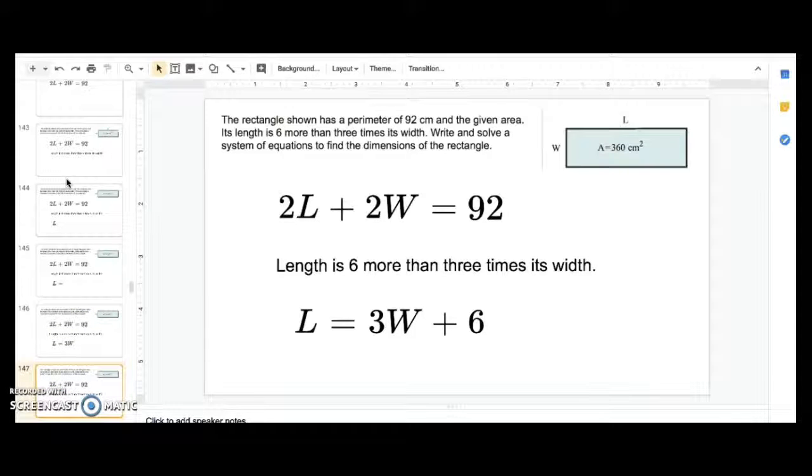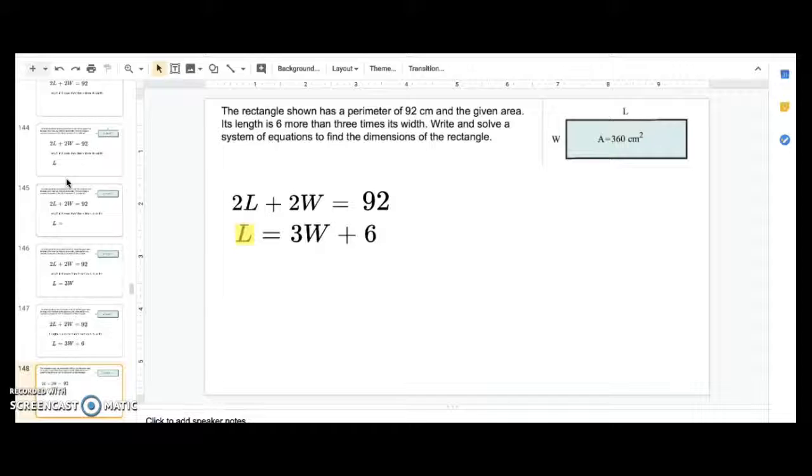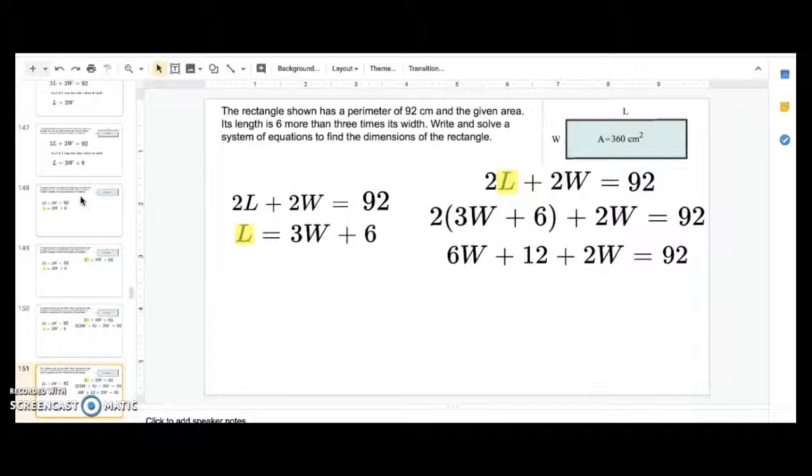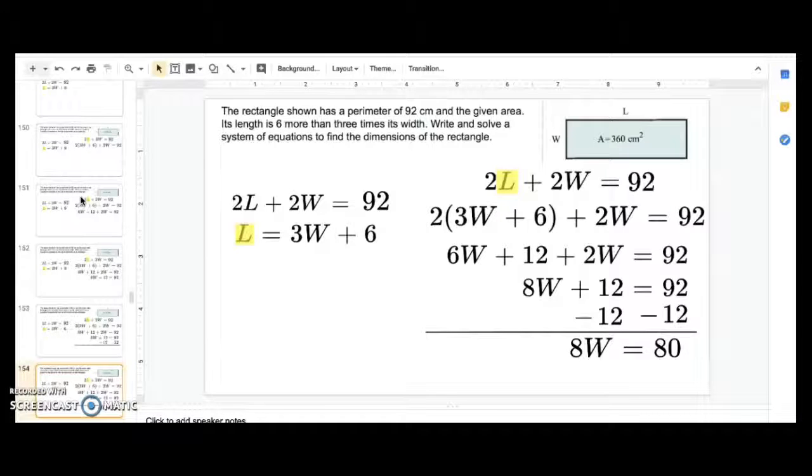So now I'm going to substitute what L equals in for L in the first equation. So take the L out, replace it with 3W plus 6. Now I'm going to distribute the 2. I'll get 6W plus 12 plus 2W equals 92. Combine like terms, I'll have 8W plus 12 equals 92. I will then subtract 12 from both sides. I'll get 8W equals 80. Divide both sides by 8, and W equals 10.